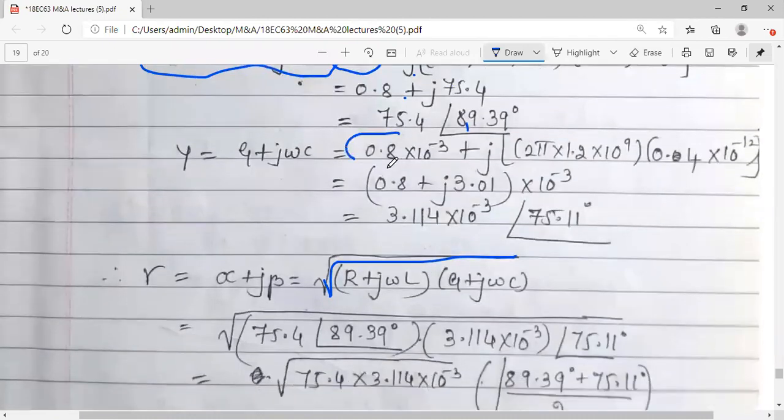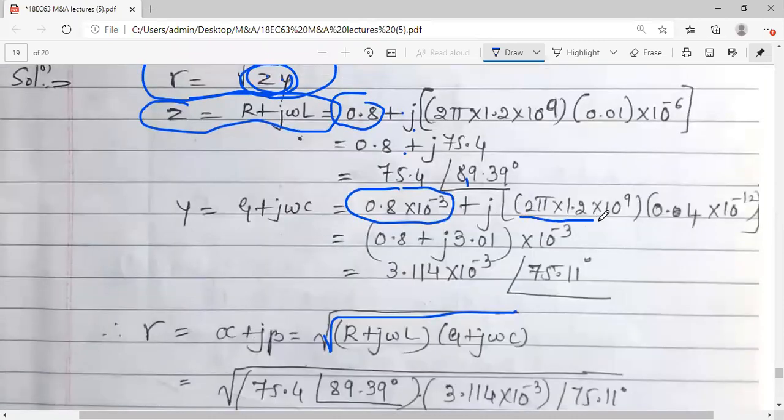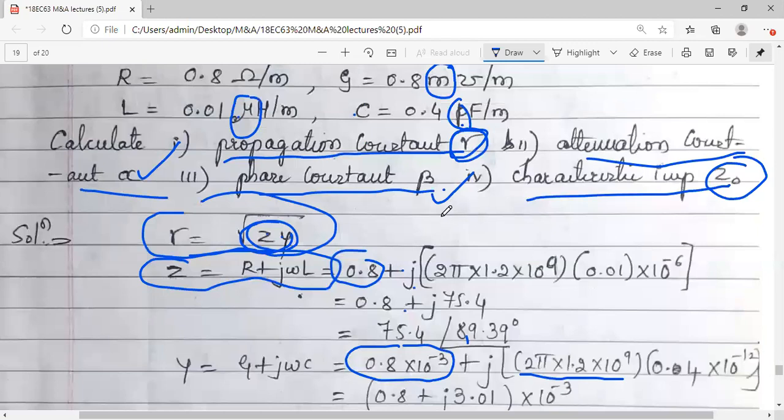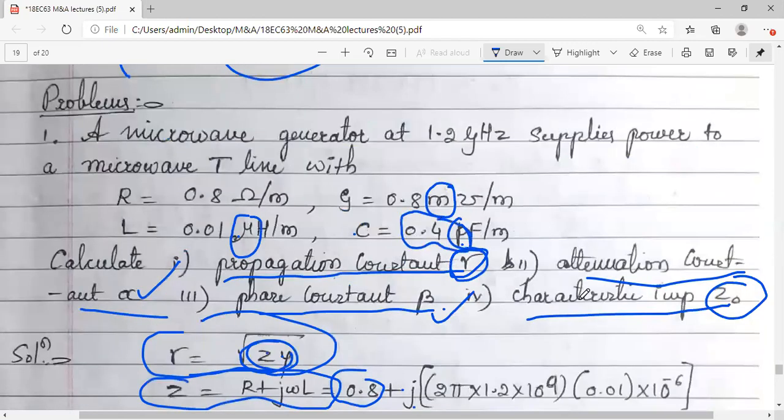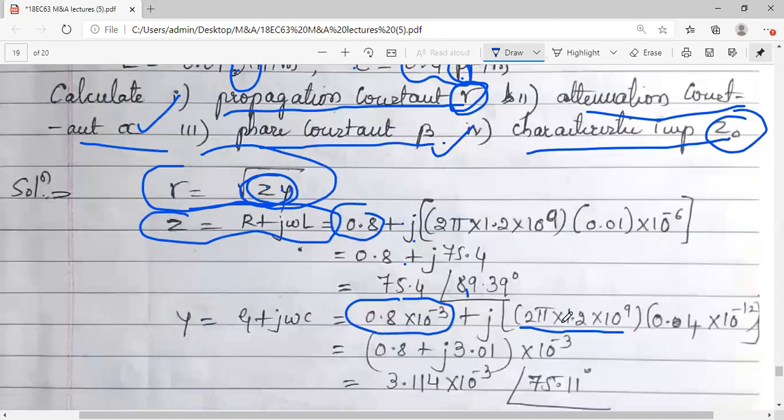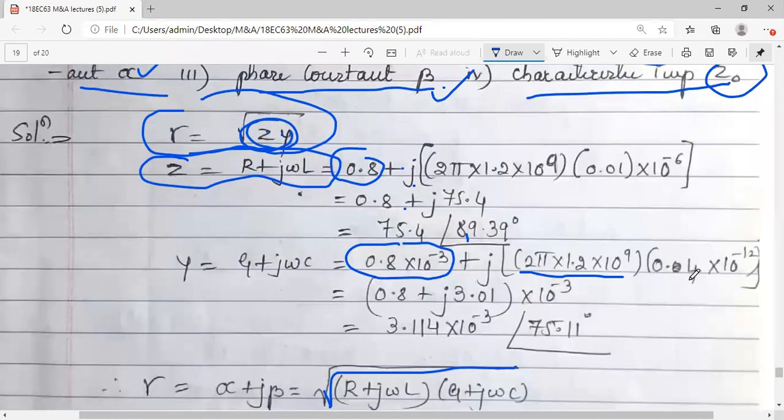For the second term, it is 0.8 milli plus j. Omega is 2 pi, frequency is 1.2 gigahertz, 10 to the power of 9. And C, capacitance, how much? 0.4 picofarad. Pico means 10 to the power of minus 12. So 0.8 times 10 to the power of minus 3. I think it is common here also. If you take minus 12 plus 9, you will get 10 to the power of minus 3. I have written that outside.